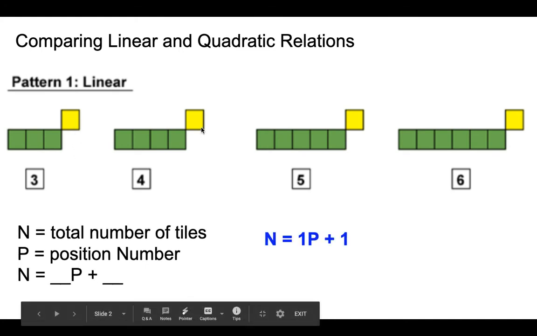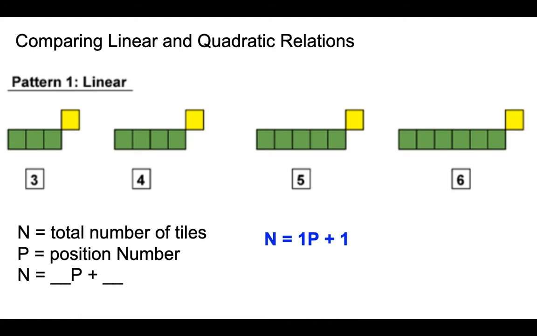So the equation that models this pattern is the total number of tiles equals 1 times our position number plus 1. So that makes sense. If we do 1 times 3, which is 3, plus 1 is 4. So if we're in position 3, we have a total of 4 tiles, and that works out. So that's a linear pattern, right? Because this has the relationship in the form of y equals mx plus b.